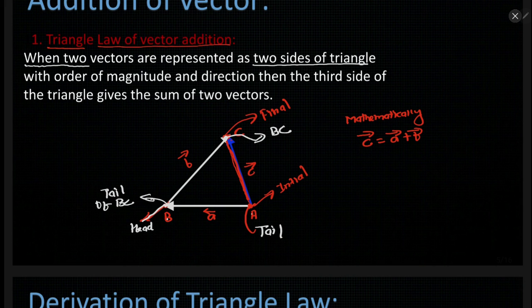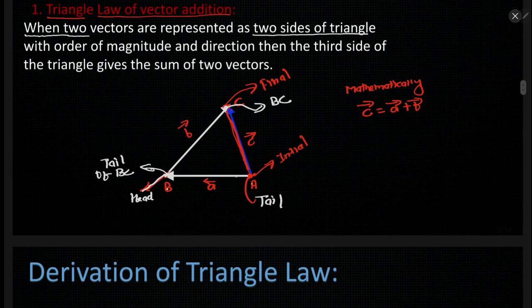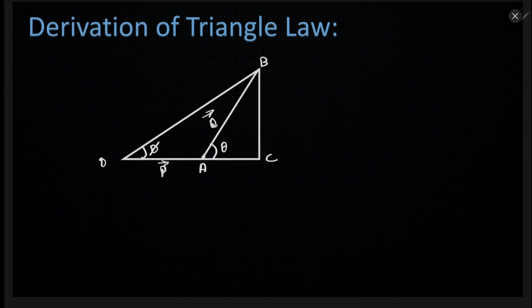Let's not talk about magnitude, but consider direction. The direction of AB and BC are in the same direction. Then the third side of the triangle gives the sum of two vectors in opposite direction. So this is what the triangle law of vector addition tries to say.